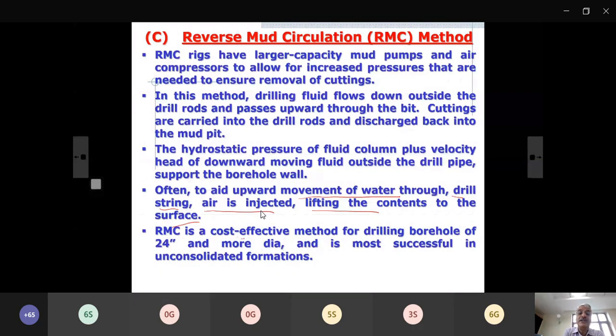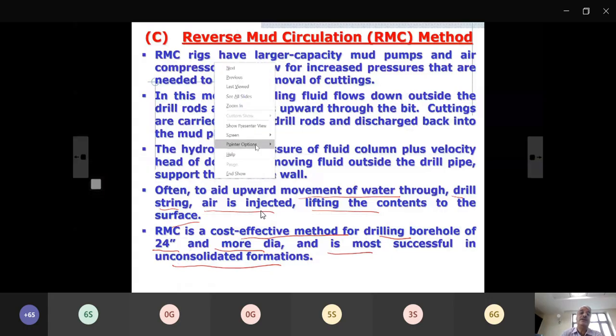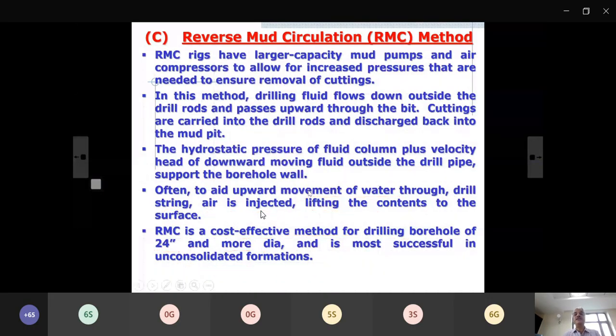So RMC is a cost-effective method for drilling bore hole of 24 inch and more dia. So it is basically more suitable for higher dia piles. Normal dia piles, it may not be economical, and it's most successful in unconsolidated formations. When your ground is unconsolidated, cohesive soils, then this method becomes effective. So this is the difference between DMC and RMC. I will show you a video of RMC also.